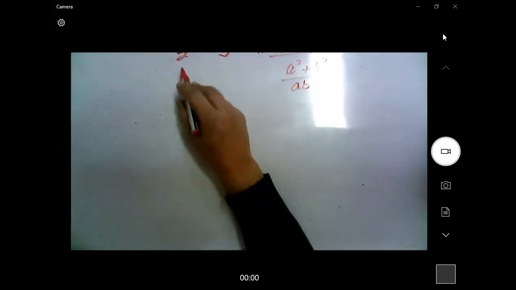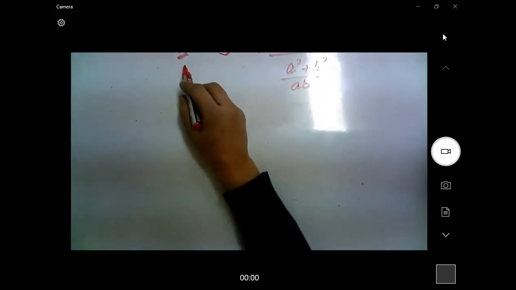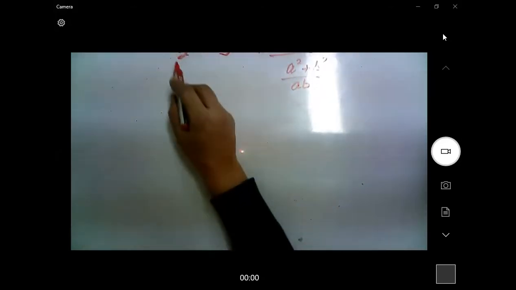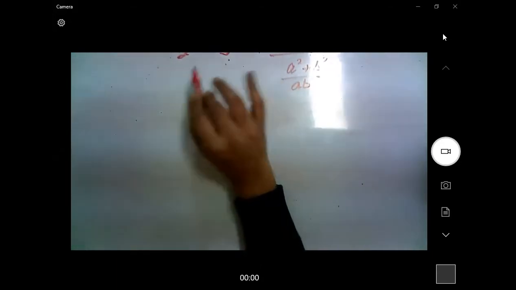The second question concerns ratios or proportion. We have the ratio A over 2 equals B over 3. A over 2 is a ratio. This is the antecedent and this is the consequent. Equals B over 3, the antecedent is B and the consequent is 3. A over 2 equals B over 3.